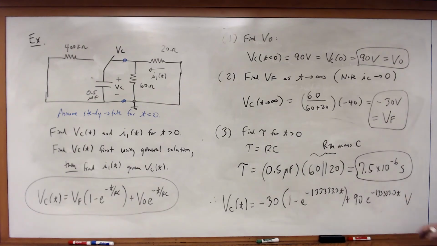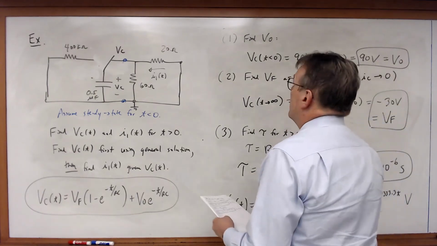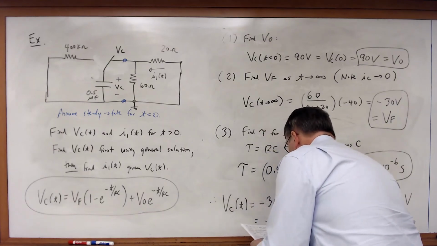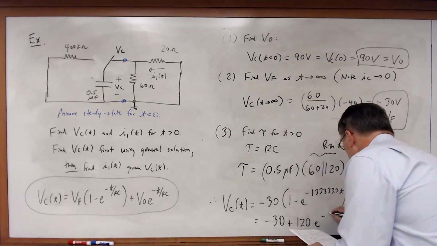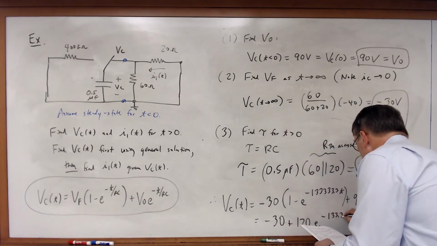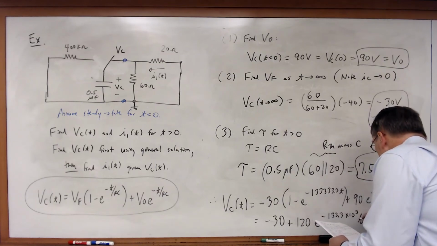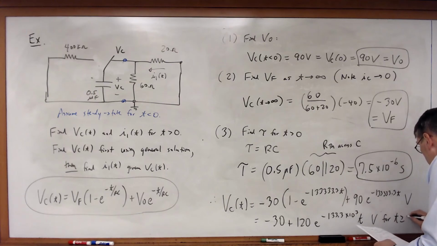volts. Now let's combine my exponential terms. And what I will get is that this will be equal to minus 30 plus 120 times e to the minus 133.3 times 10 to the third t volts, for t greater than or equal to 0.